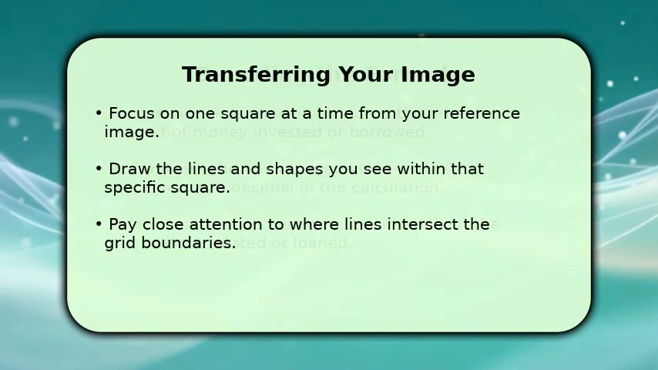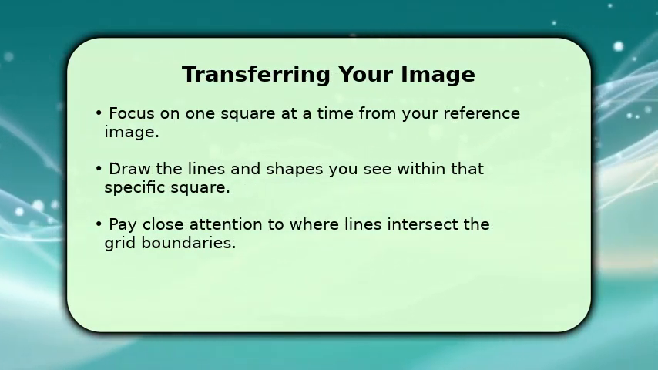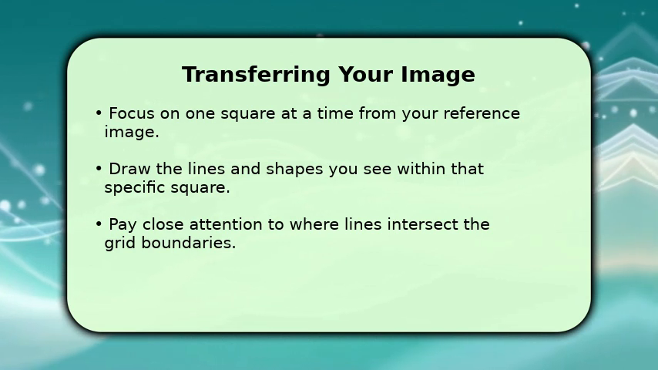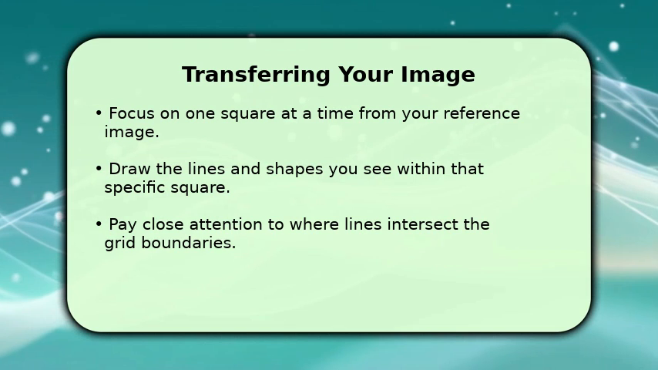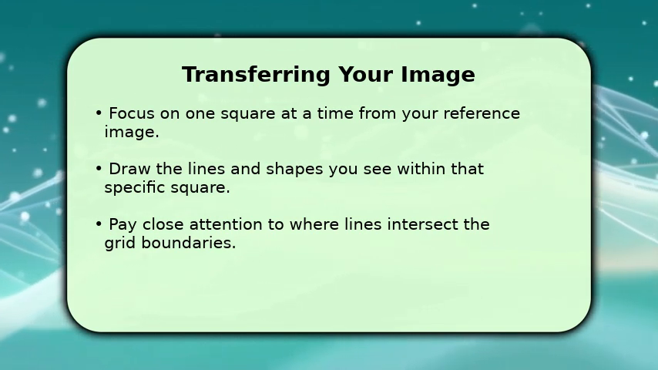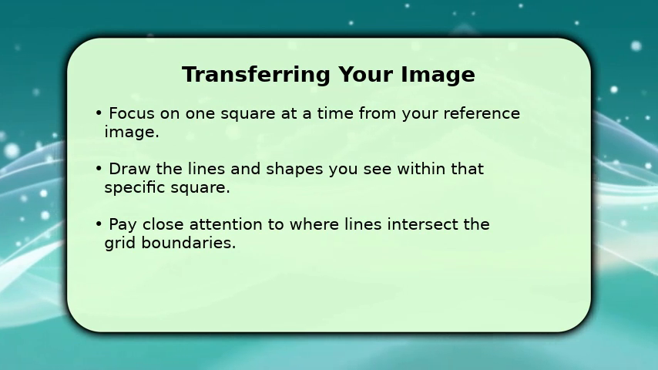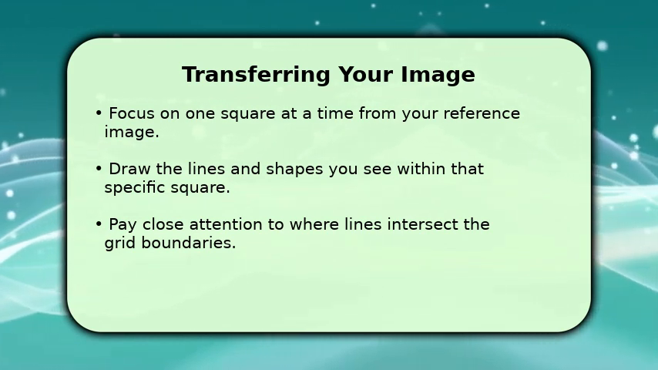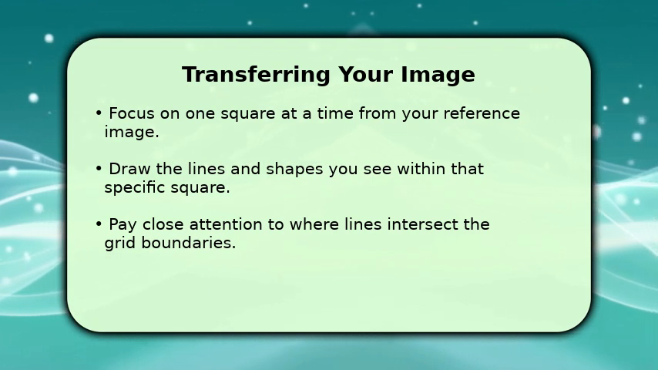With your grids ready, it's time to transfer your image. Pick a starting square on your reference and find its corresponding square on your drawing paper. Carefully observe the lines and shapes within that single square and draw only what you see there. Pay close attention to how lines enter and exit each square. Work methodically, square by square, until you have transferred all the essential outlines of your subject.